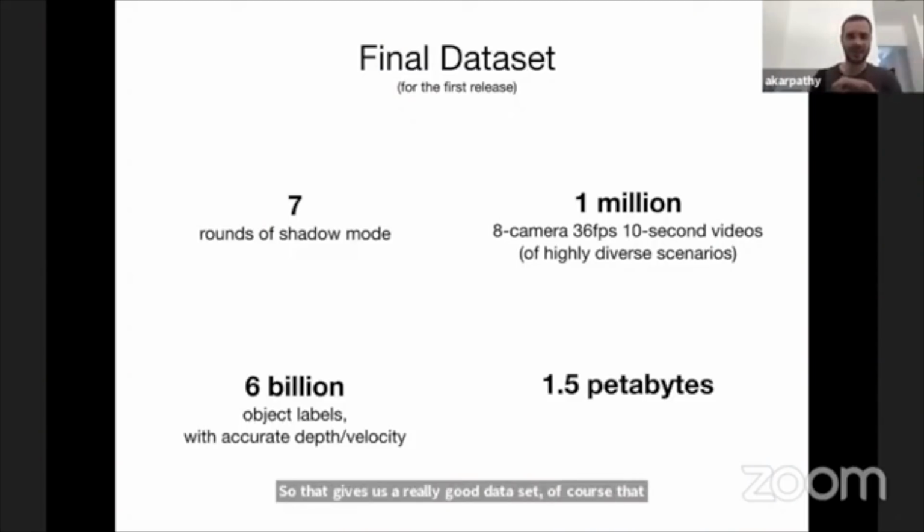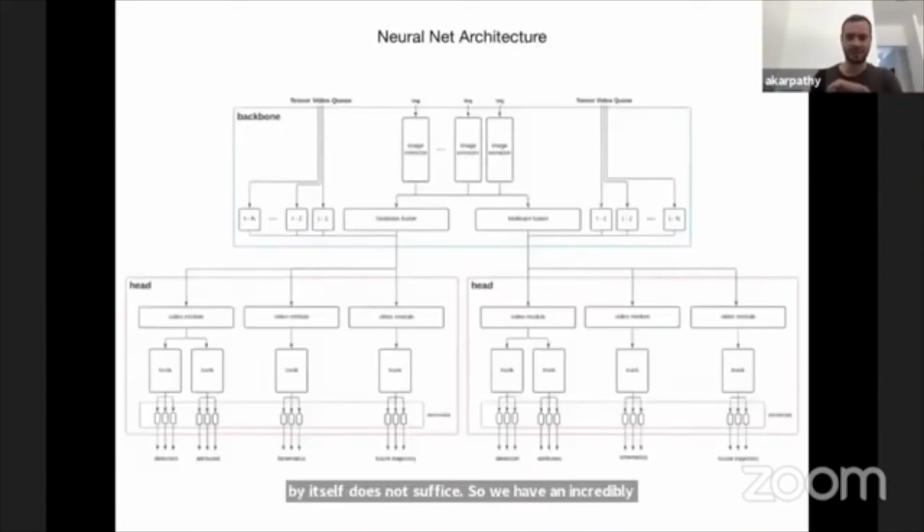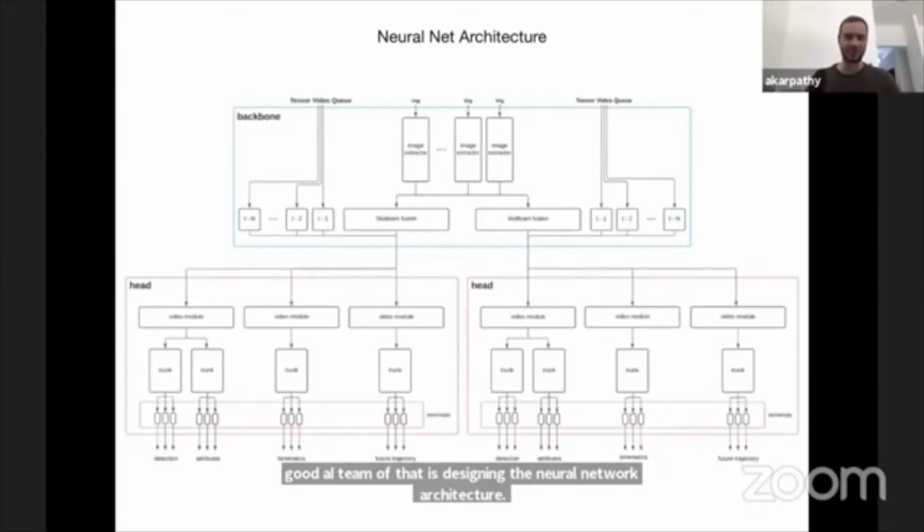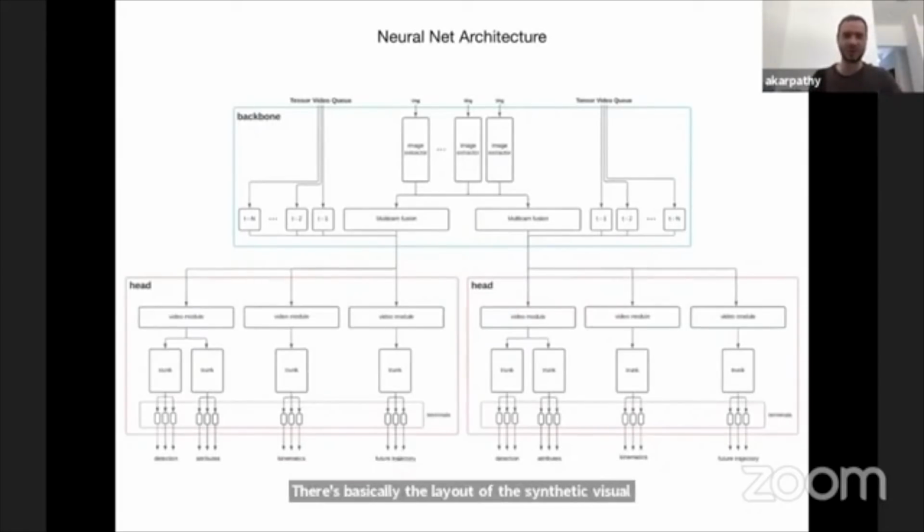So we have an incredibly good AI team that is designing the neural network architecture. There's basically the layout of the synthetic visual cortex in order to efficiently process this information. So our architecture roughly looks like this. We have these images coming from multiple cameras on the top. All of them are processed by an image extractor, like a backbone, think ResNet kind of style. Then there's a multicam fusion that fuses the information from all the 8 views. And this is a kind of a transformer that we use to fuse this information.